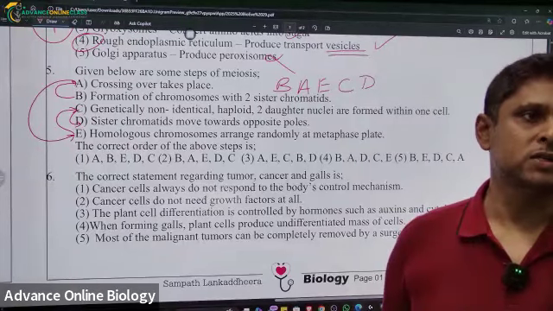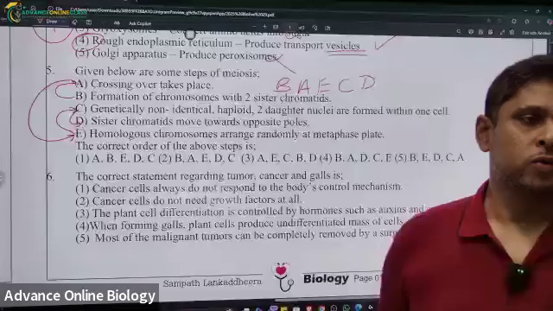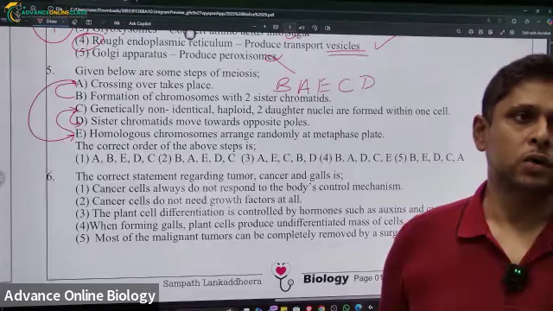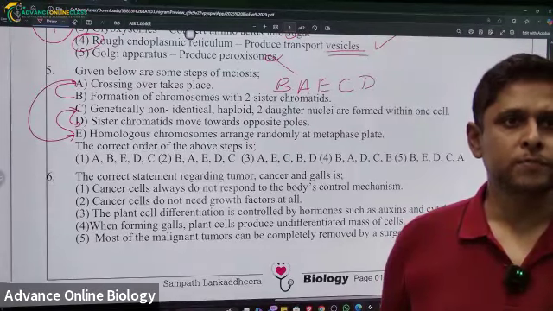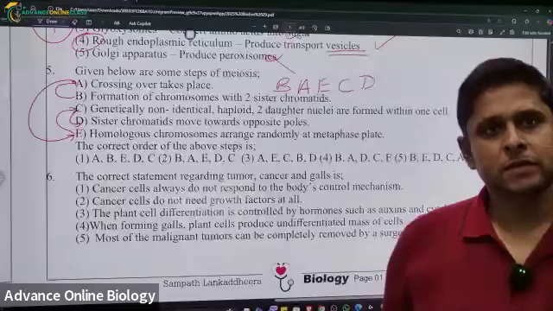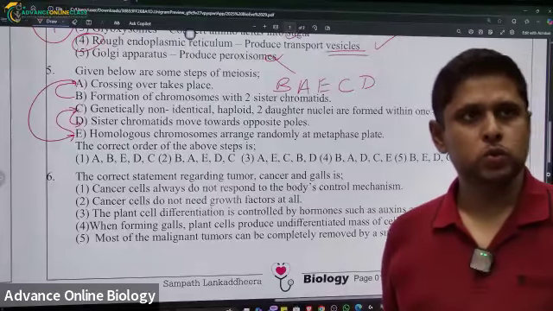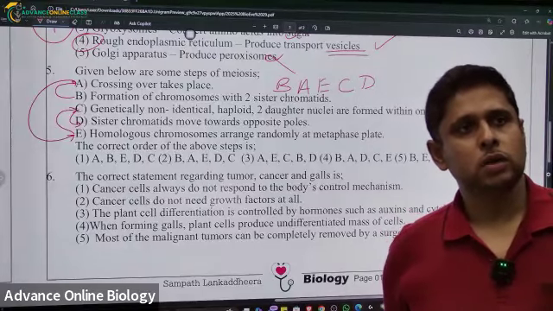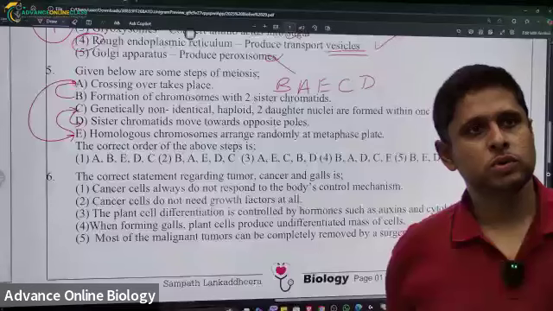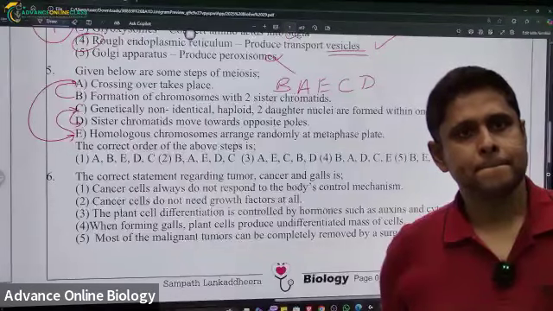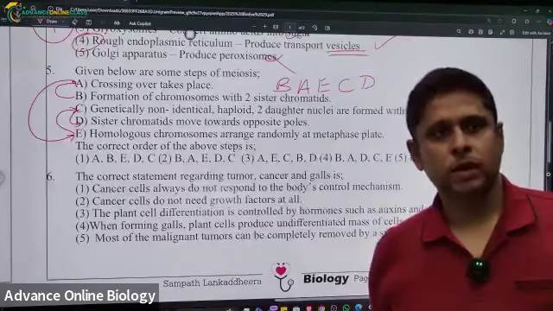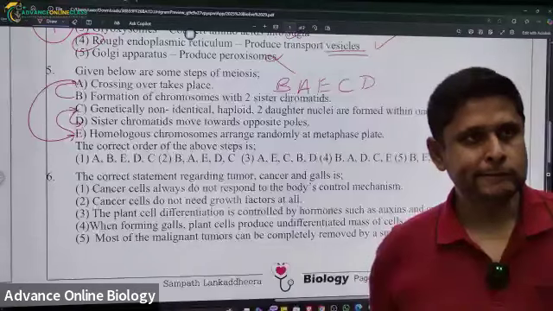Can't it be G2 phase? Formation of chromosomes with two sister chromatids. And some people say prophase 2. Yeah, prophase 2. So it is in prophase 2. Okay, you have to then check the book.